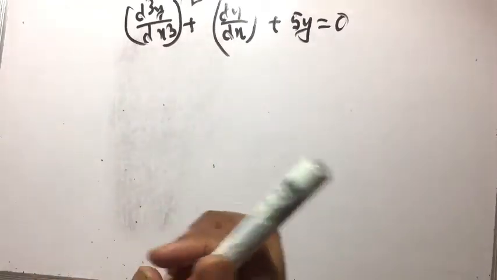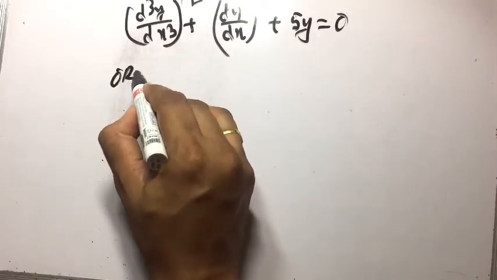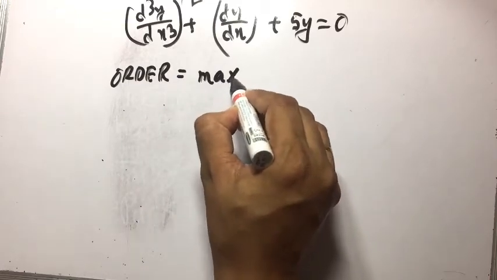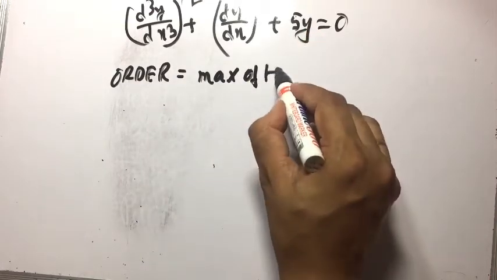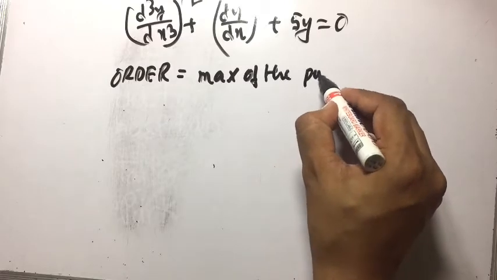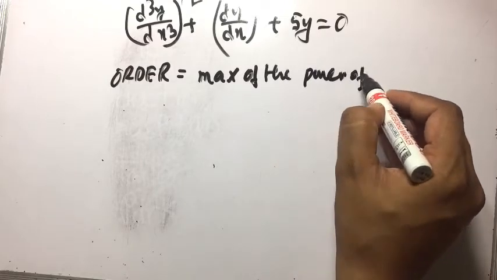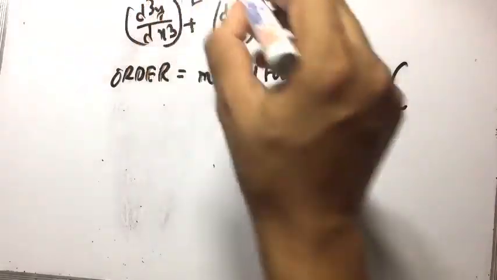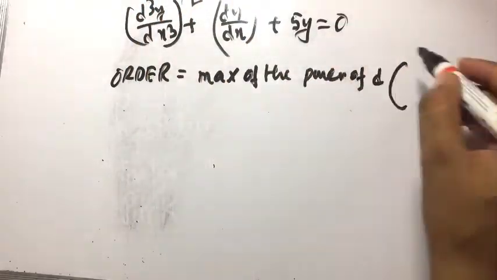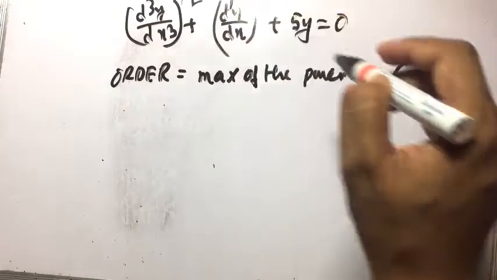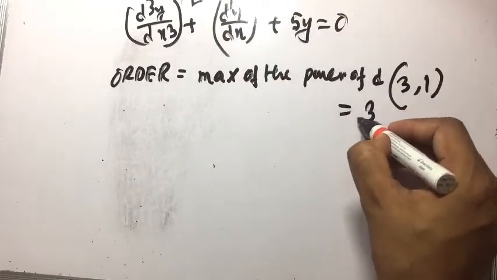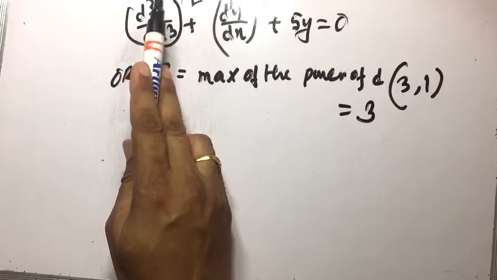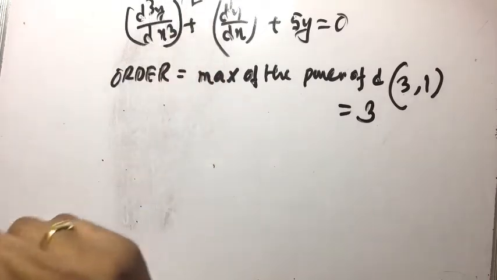Now, first of all, we have to find the order. Order means the max of the power of d for the differential equation. That is here 3, the maximum d cube, there is a 3, there is 1 and max is 3. So order is the maximum derivative, that is d cube, here d1, so maximum is 3.